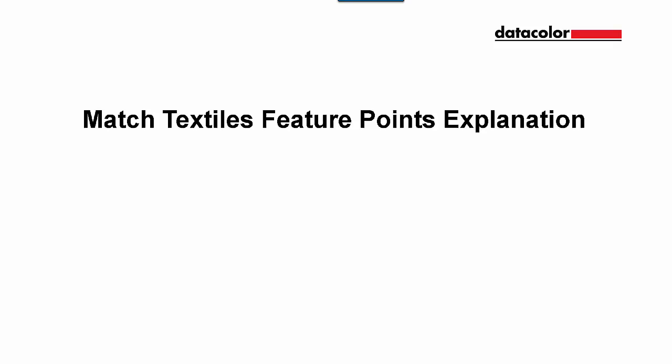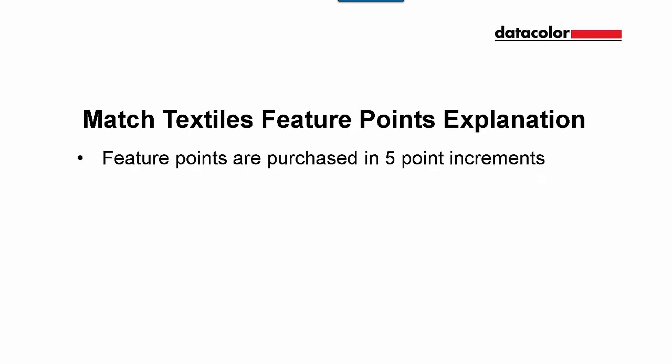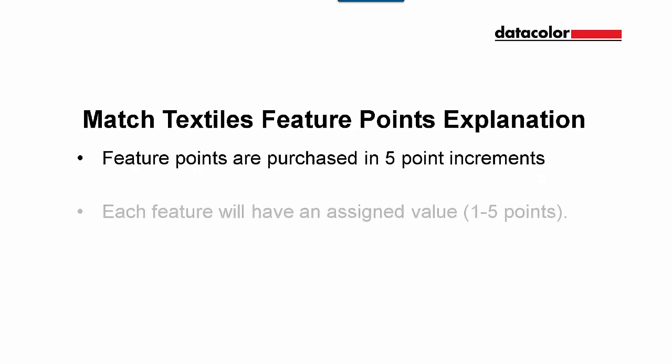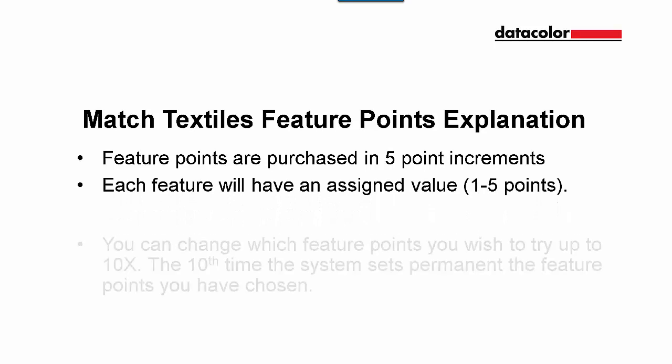This video will explain the feature points available in Match Textiles. Match Textiles is purchased with feature points in increments of 5 points. Each feature point will have an assigned value of 1 to 5 points.